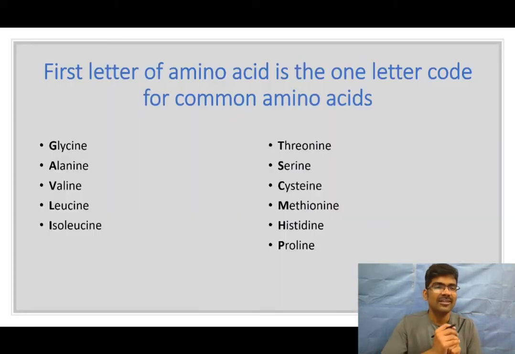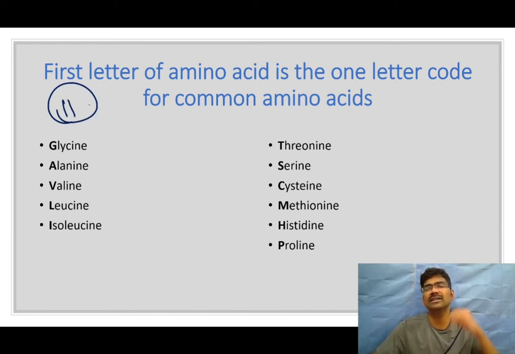Okay, let's come to the one letter code. One letter code is again very simple. It is the first letter of the amino acid, for most amino acids. So for 11 amino acids, it is nothing but the first letter of that amino acid. For glycine it is G, for alanine it is A, something like this.